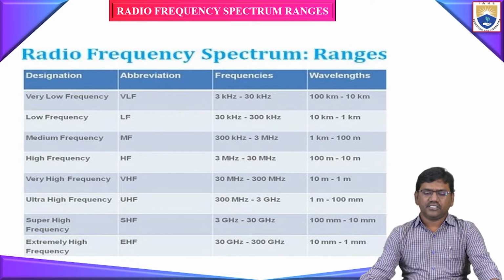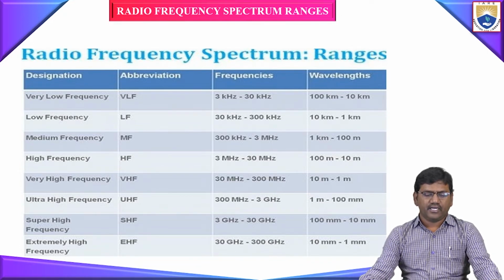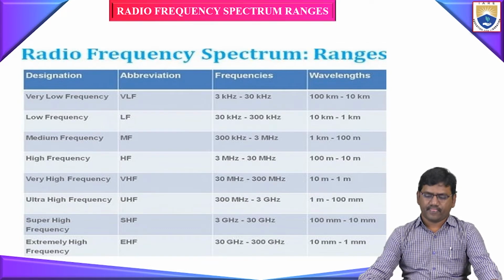The very low frequency range is between 3 kHz and 30 kHz. The low frequency range is 30 kHz to 300 kHz. The medium frequency range is 300 kHz to 3 MHz. And the ultra high frequency range is 300 MHz to 3 GHz.